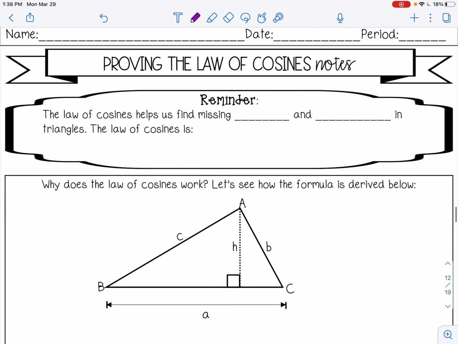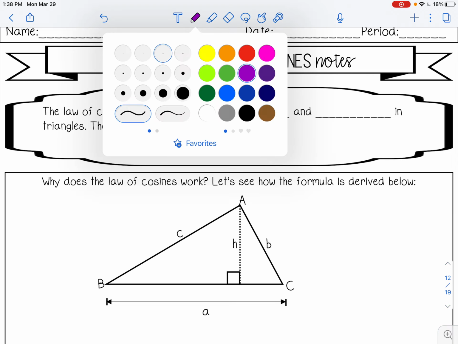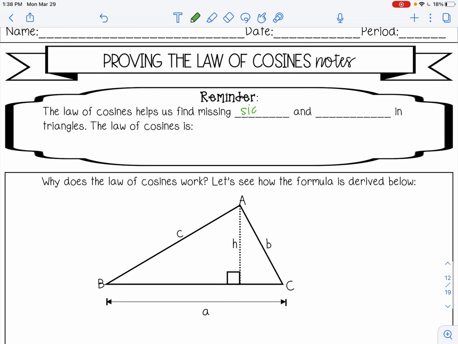All right, let's look at the law of cosines. So remember, the law of cosines again helps us to find missing sides and angles in oblique triangles, and the law of cosines says c squared equals a squared plus b squared minus 2ab cosine of angle C.